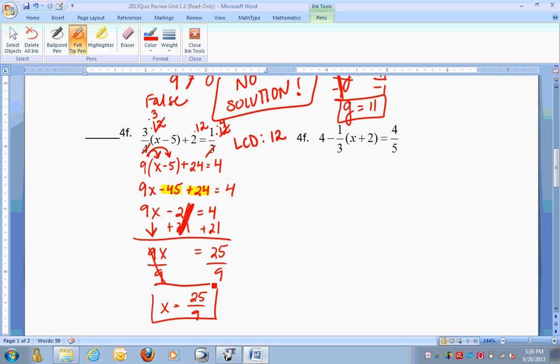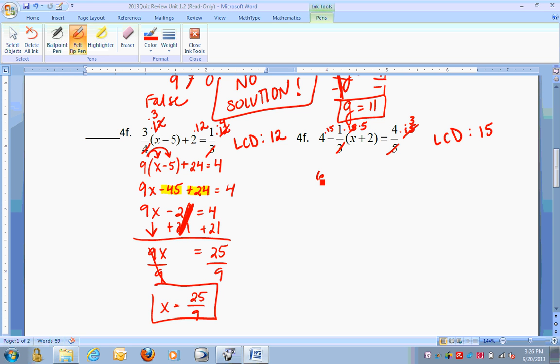All right, last problem on clearing the fractions. My least common denominator is going to be 15. And the reason I chose 15 is because it's divisible by 3 and 5. So I take 15 and multiply it by each part of my equation, ignoring my parentheses. There is no denominator underneath 4, so I leave it alone. But 15 divided by 3 becomes 5. And then 15 divided by 5 becomes 3.